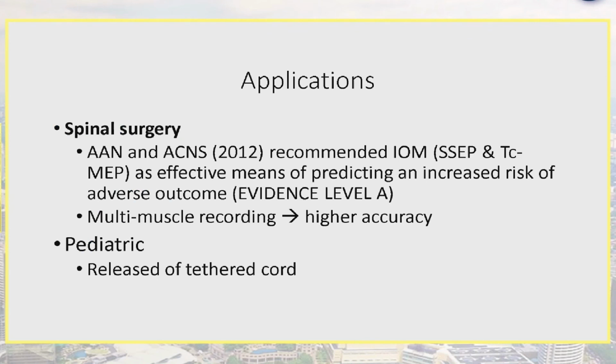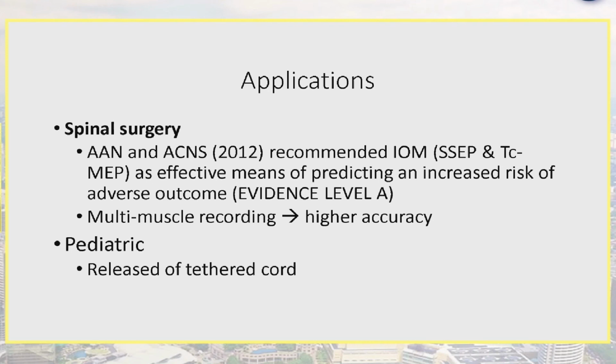For spine surgery, both the American Academy of Neurology and the Society of Clinical Neurophysiology recommended IOM as an effective means of predicting an increased risk of adverse outcome. The evidence is level A. Sometimes they do multi-muscle recording at different sites because it improves accuracy, as certain muscles have higher specificity and certain muscles have higher sensitivity, improving accuracy and post-operative neurological outcome for the patient.